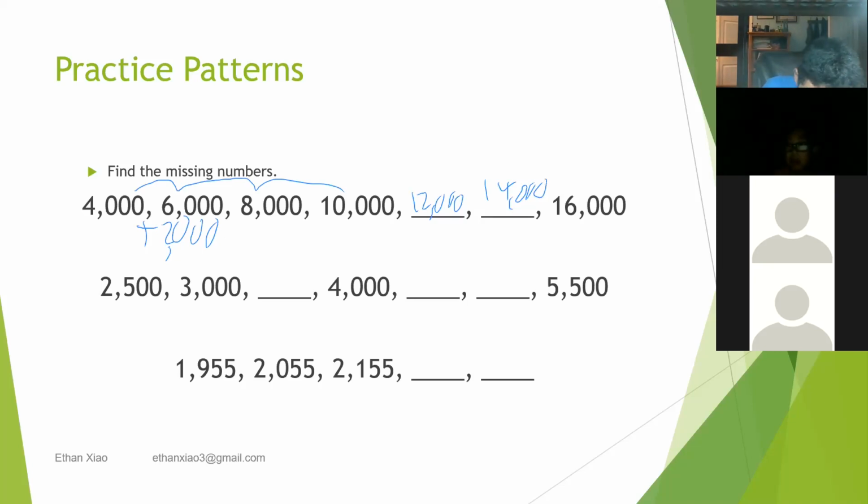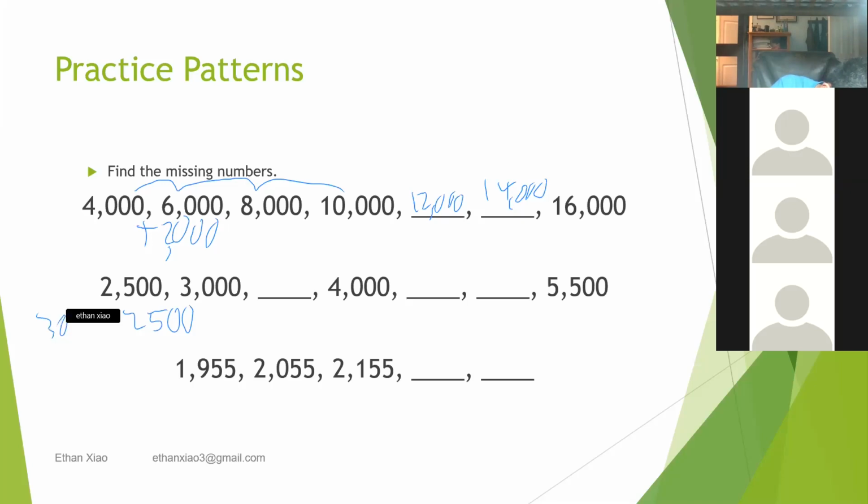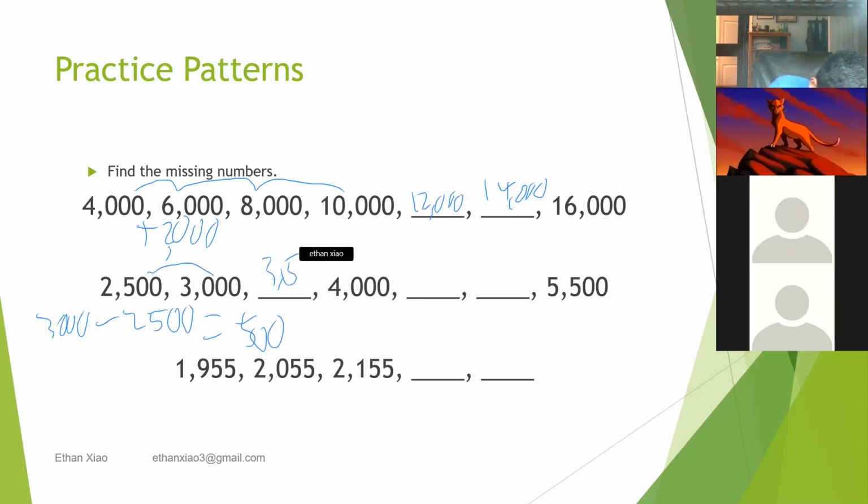Now for the second question, we can subtract 2,500 from 3,000, just minus, and that equals 500. So the rule is adding 500 for every number. So you can see it in here. And 3,000 plus 500 is 3,500. 4,000 plus 500 is 4,500. And 4,500 plus 500 is 5,000. So that should be the answer for the second problem.